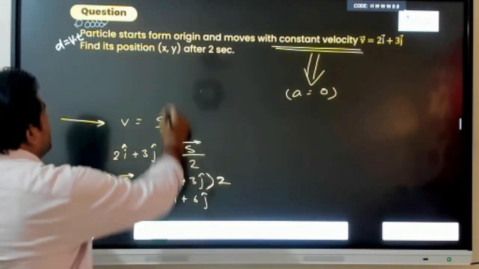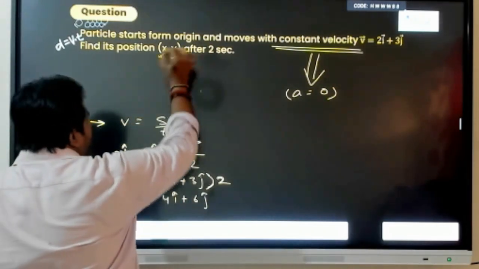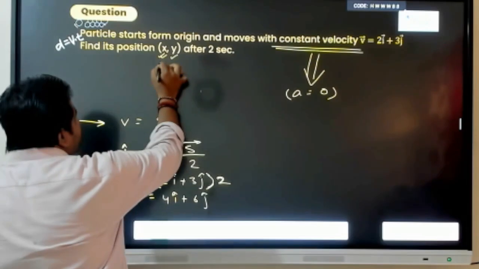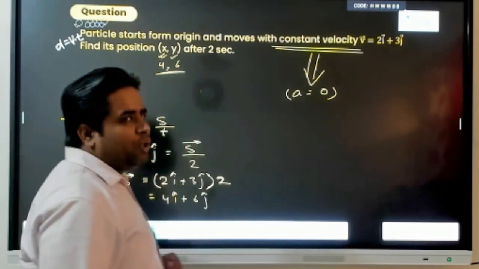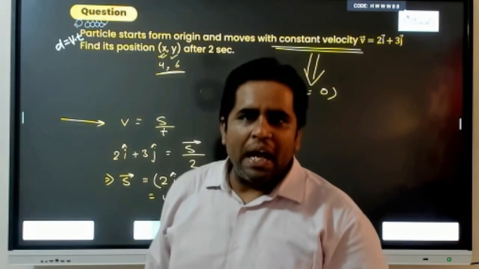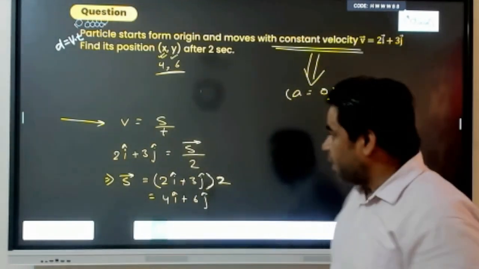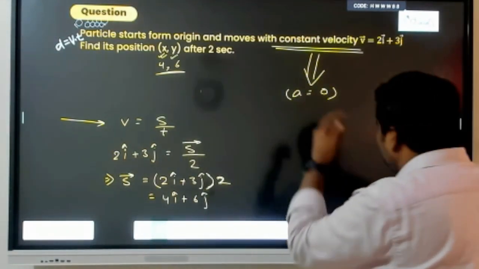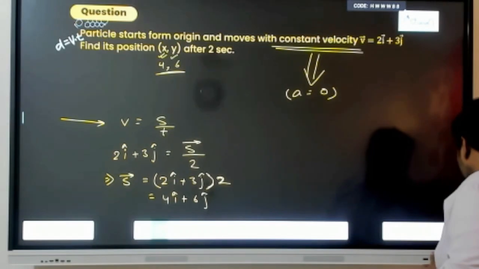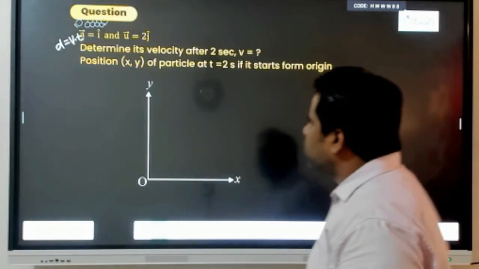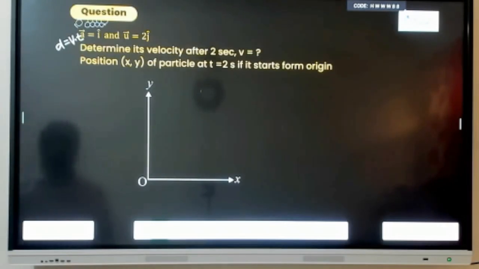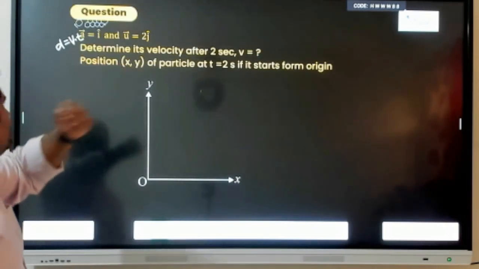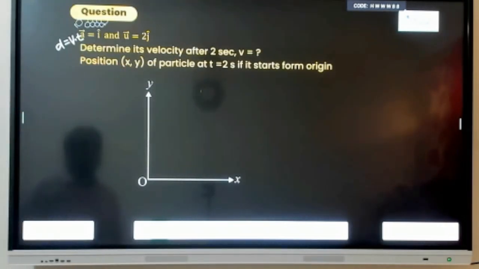Here you are understanding the point. They are asking what will be the x component and y component. What is the x component? It is 4, and the y component is 6. So this way it is going to be the right answer. I hope you have understood my point. Depending upon this, let us move ahead with the next question, so that we get more and more idea about it. Here they are saying acceleration is equal to i cap and u is equal to 2j cap. Determine its velocity after 2 seconds.